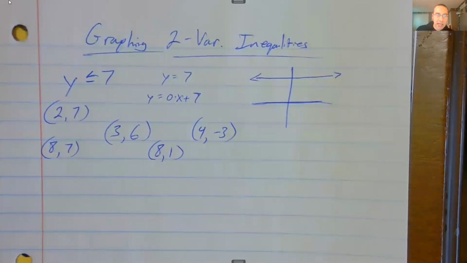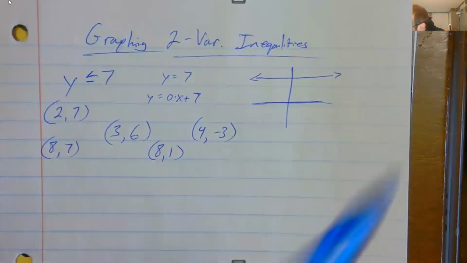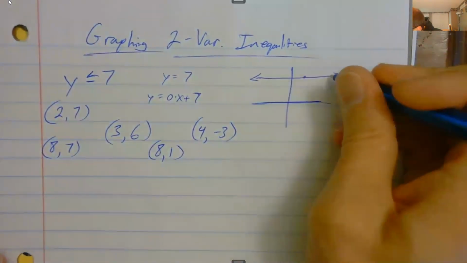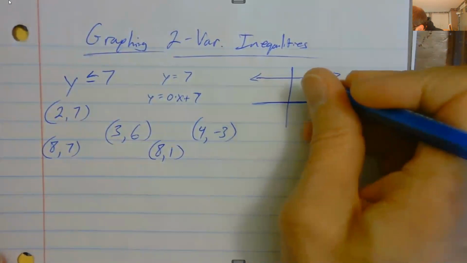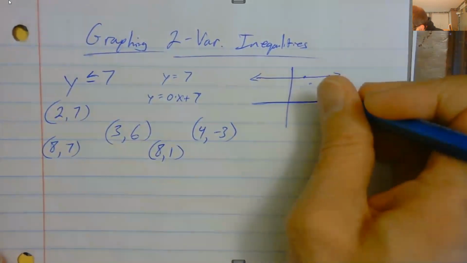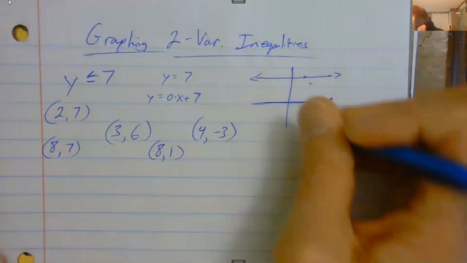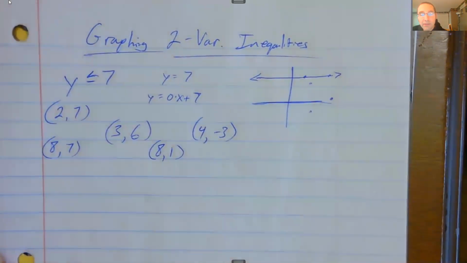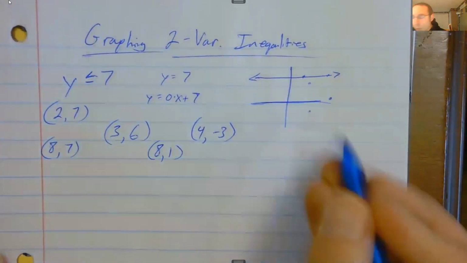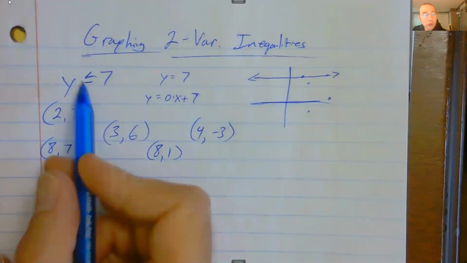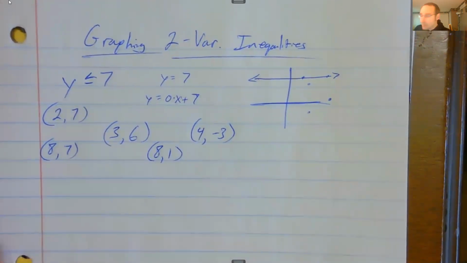And if we started to just pick apart a few of these points and plot them, we would see, okay, so here's (2, 7), and here's (8, 7), and here's that point (3, 6), and here's that point (8, 1), and here's that point (4, -3). And all of those points make this true because the y value is less than or equal to 7.